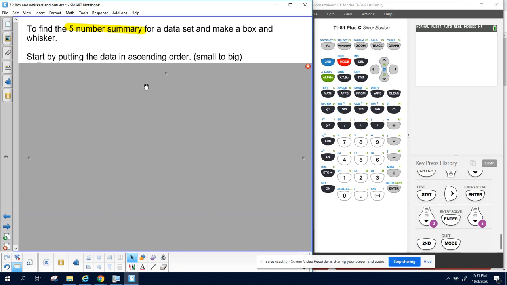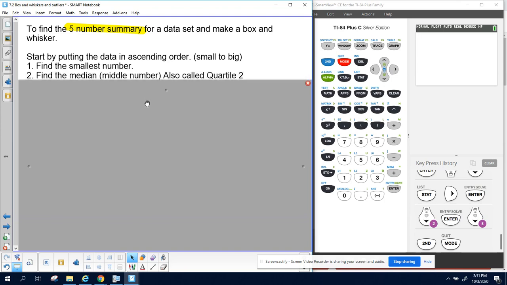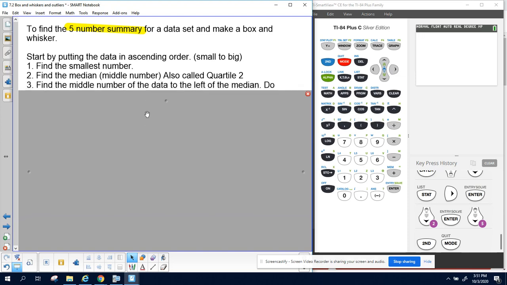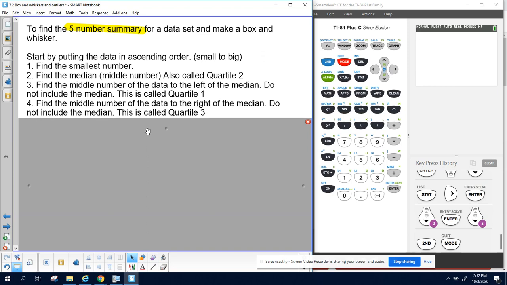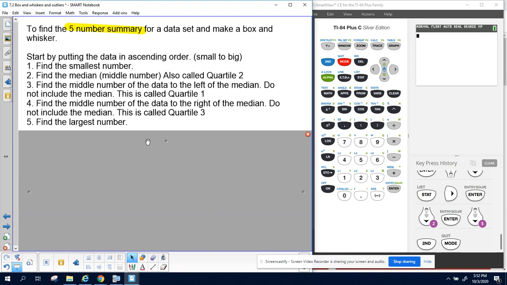We're going to start by putting the data that's given into ascending order, or small to big, and then these steps you've done for us before. You're going to find your smallest number, find the median, or middle number, also called quartile 2, find your middle number of the data to the left of the median, and do not include the median when you do that. That's called quartile 1. Find the middle number of the data that's on the right side of your median. Remember, don't include the median. This is called quartile 3. And finally, for your 5th number, find the largest number in your data set.